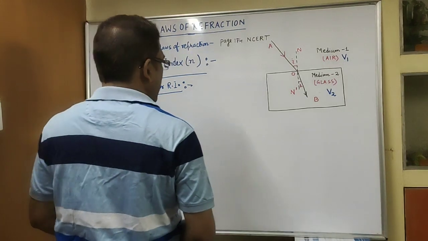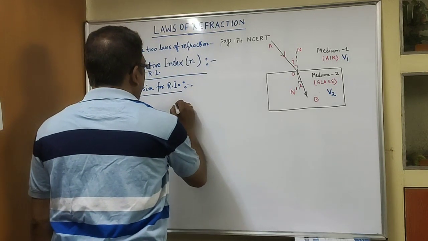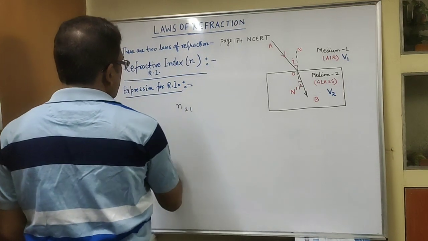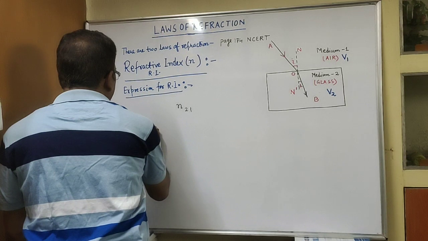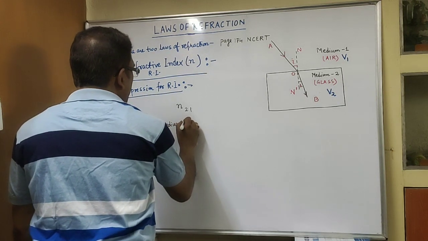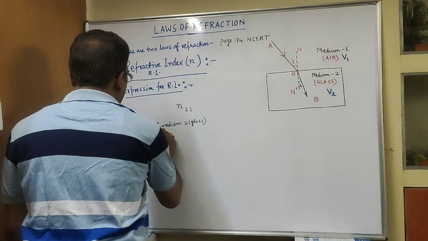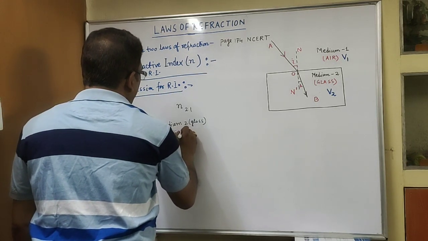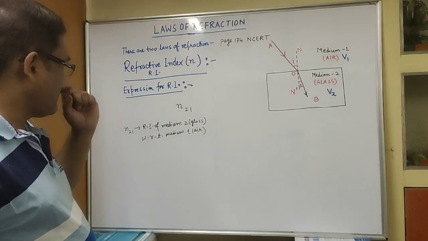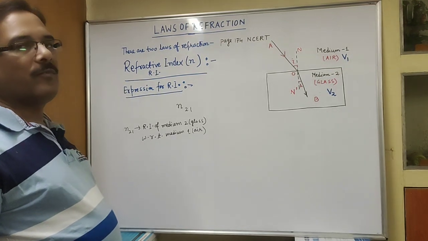So we can write the symbol for refractive index. The symbol for refractive index is n. Now we are writing n21. What is the meaning of n21? It means n21 stands for refractive index of medium 2, medium 2 is glass, with respect to medium 1, that is air, with respect to w.r.t., isn't it? So meaning of n21 is refractive index of medium 2 with respect to medium 1, that is air.